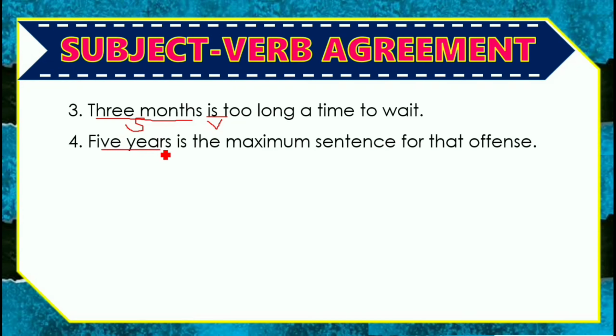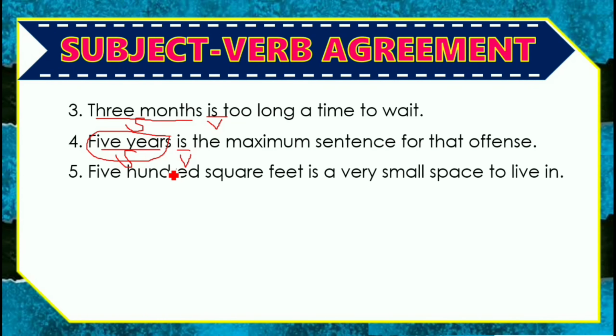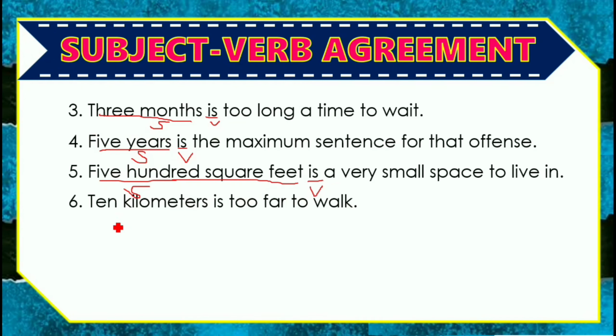5 years is the maximum sentence for that offense. 5 years is our subject and is is our verb. So again, it's the total number of years and not the individual year. 500 square feet is a very small space to live in. So 500 square feet is our subject. You are actually talking about the whole area. 10 kilometers is too far to walk. So 10 kilometers is our subject, is is our verb.